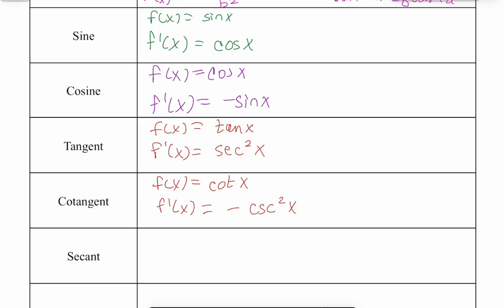Okay, so let's look at the difference. The tangent is secant squared. Its cofunction, cotangent, is negative cosecant squared. So hopefully that helps you kind of link those two together. If you memorize the tangent, the cotangent is kind of a little freebie.